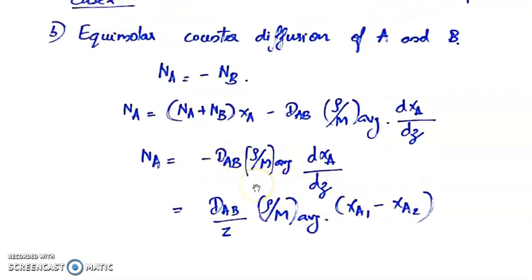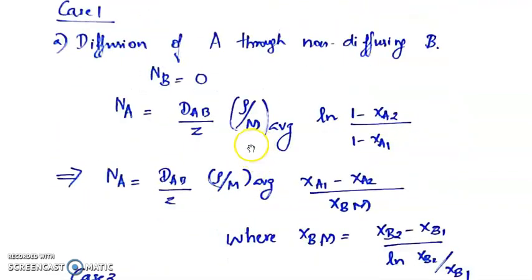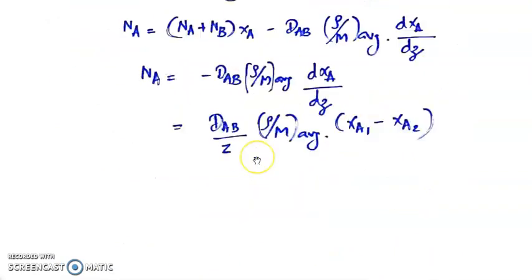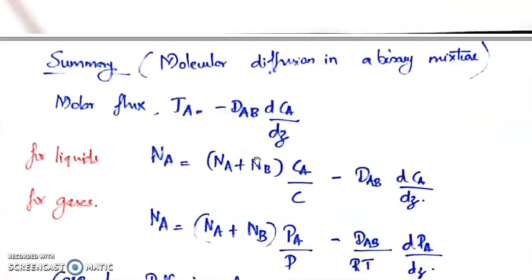So we obtained two equations, one for diffusion of A through non-diffusing B and the other for equimolar counter diffusion of A and B. Now let's summarize the different equations that we discussed.